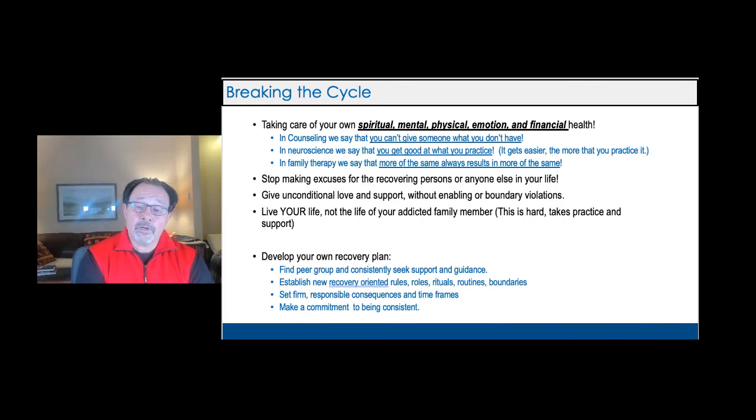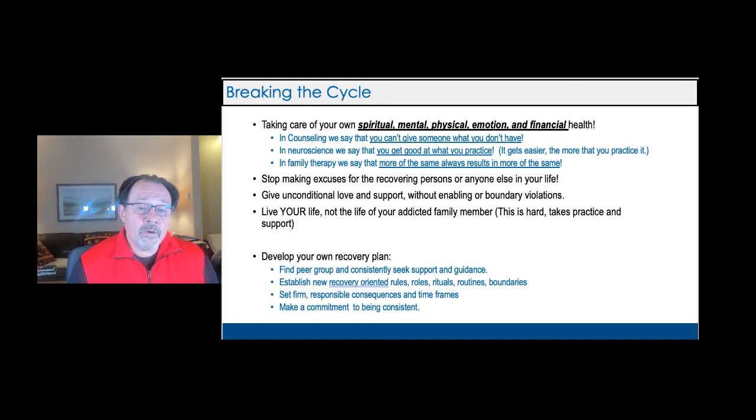Establish new recovery-oriented rules, roles, rituals, routines, and boundaries. And we talked a lot about that last week. Set firm, responsible consequences and time frames. Don't make threats, but develop a plan with your loved one. And if they break it, they break it, and here's what the consequences of that will be. And then the last one is make a commitment to being consistent.